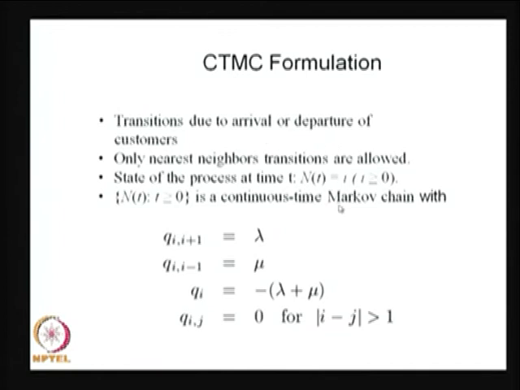Therefore, this is going to be a continuous time Markov chain with the rate at which the system moves from the state i to i plus 1 being lambda, and the rate at which the system moves from the state i to i minus 1 being mu, and all other rates are going to be 0 other than the diagonal element. These rates are also constant, not state dependent rates. Therefore, this is a birth-death process with the birth rates lambda and the death rates mu.